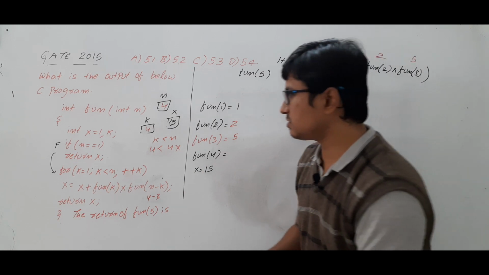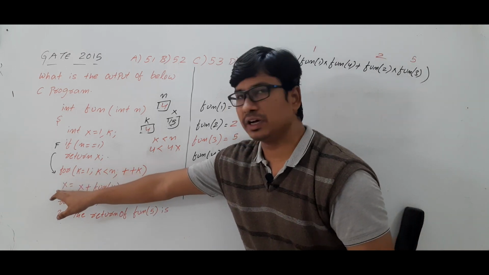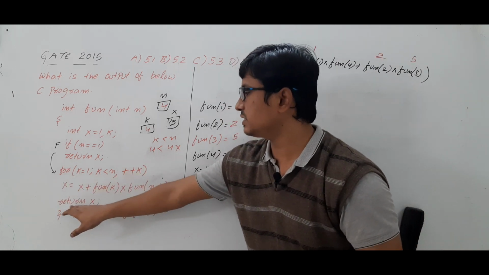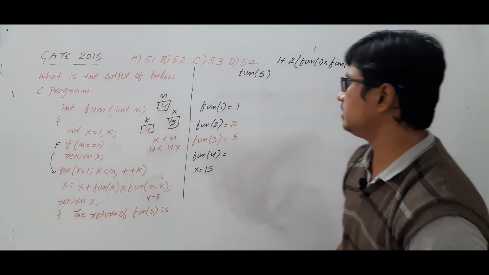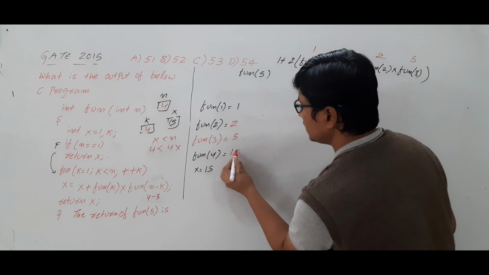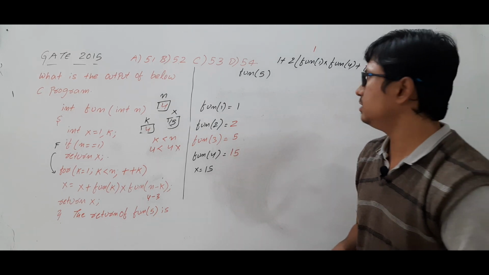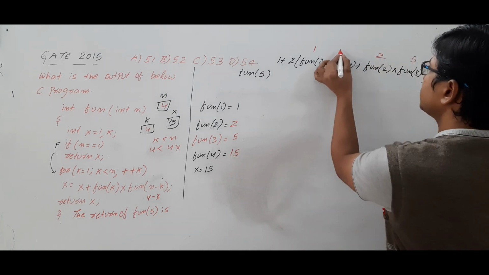If this condition is failed, it will come out from the for loop and it will execute the statement which is written: x. What is the x value? 15. So 15 will be written. So this function 4 is giving me the output as 15. So we get the value here also, 15.